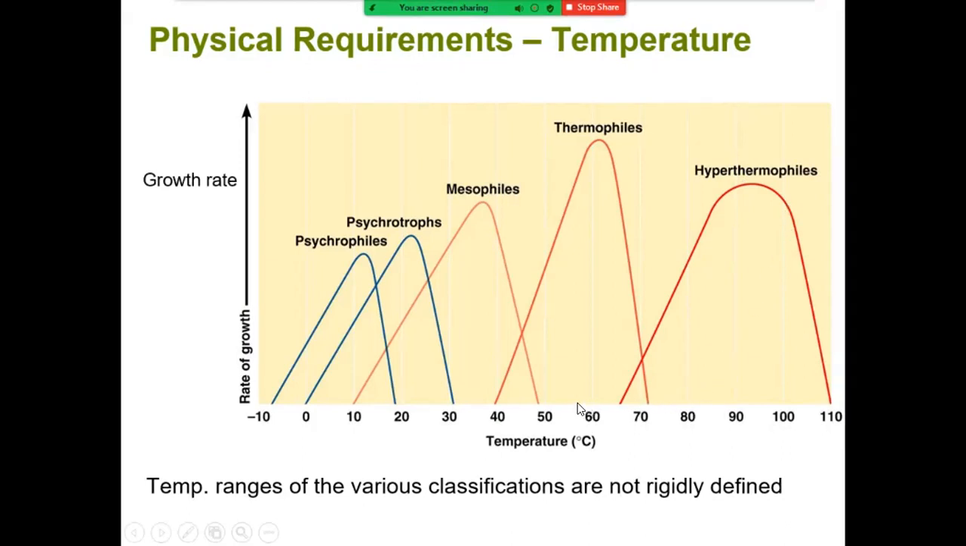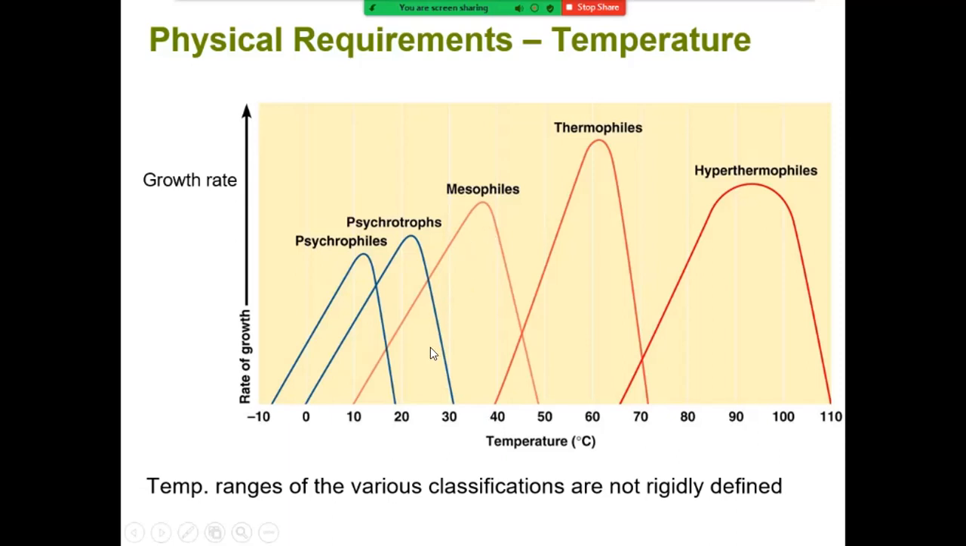These classifications are not hard and fast. There is some variation, like Streptococcus pyogenes does grow best at 37 degrees Celsius, and we call it a mesophile. But Micrococcus luteus grows on our skin, and its optimal temperature is actually 30 degrees.